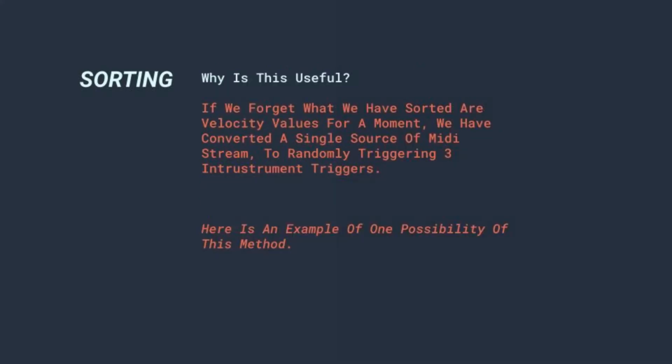Why is this useful? If we forget what we have sorted our velocity values for a moment, we have converted a single source of MIDI stream to randomly triggering 3 instrument triggers. Here is an example of one possibility of this method.